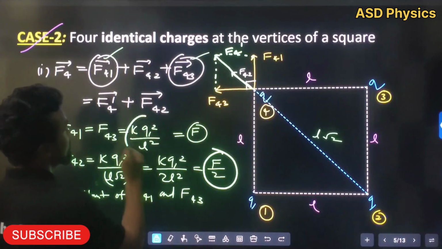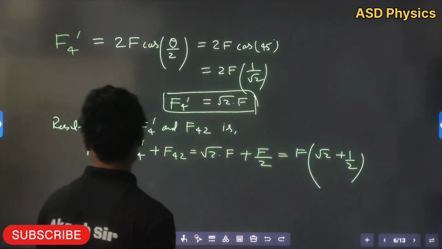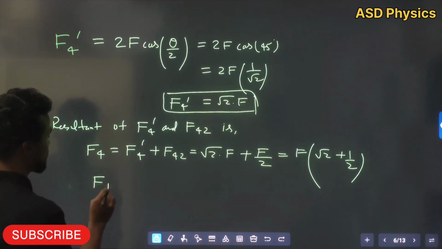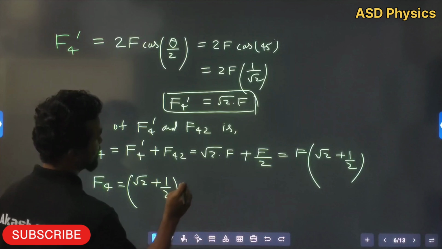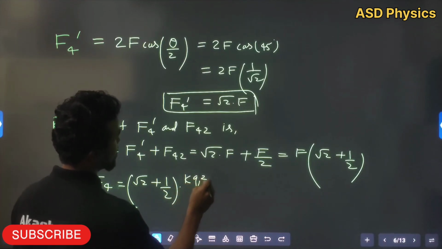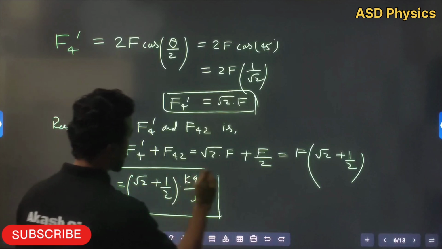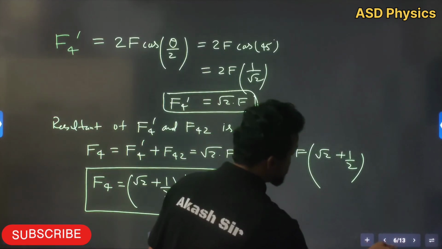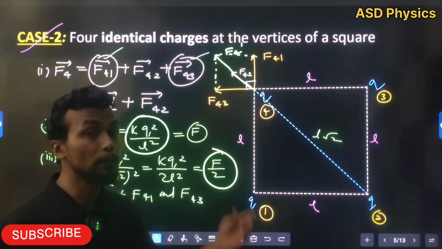The value of F is this one here, KQ square by L square. So that value I am just going to put here. That means the resultant F4 will come how much here? Just see please, (root 2 plus 1 by 2) times the F value, KQ square by L square. This is the resultant force on the charge Q at the vertex number 4.